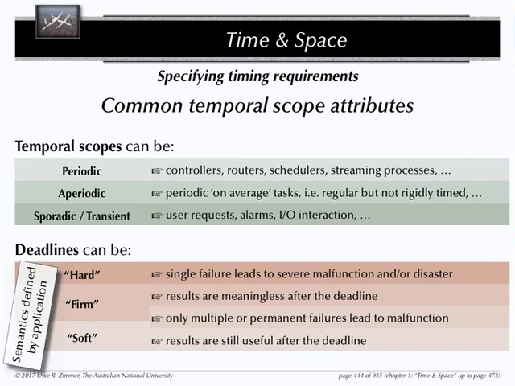And again, textbook definitions, hard, firm, and soft deadlines. If you just read that, a hard deadline means a single failure leads to severe malfunction and or disaster. Crystal clear, right? That's a hard deadline. Firm deadlines, results are meaningless after the deadline, but they don't kill your system straight away. You lose some feature, some functionality if you miss that deadline, but it's not disastrous. At least not if it doesn't happen all the time.